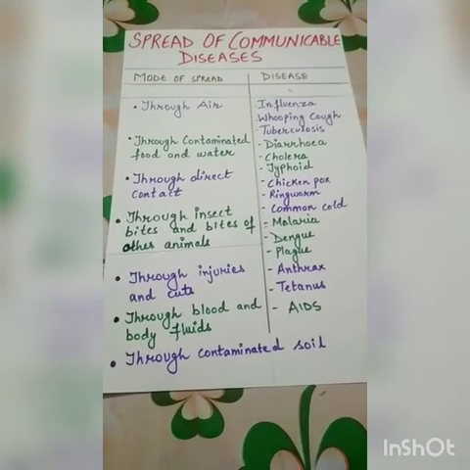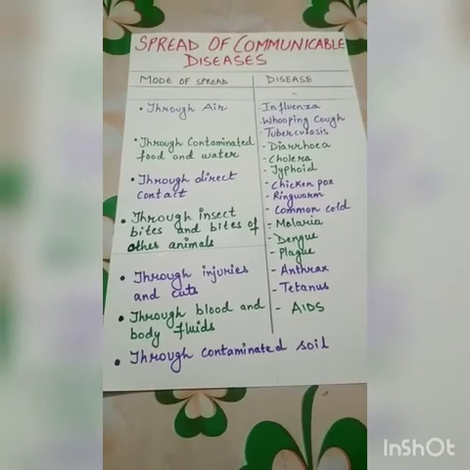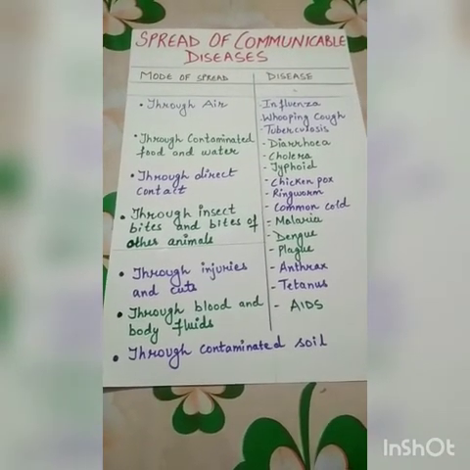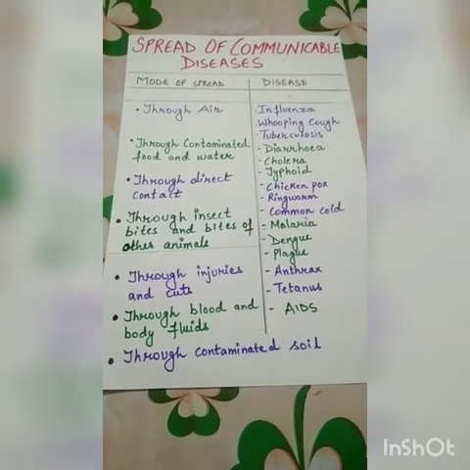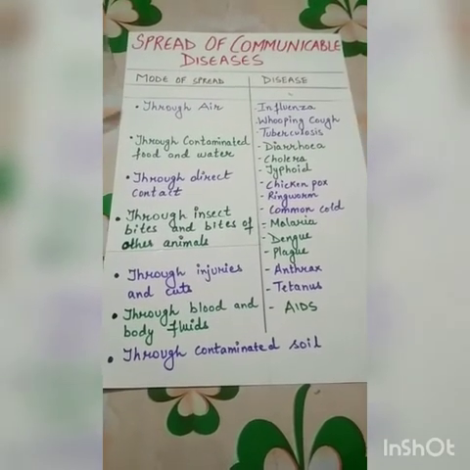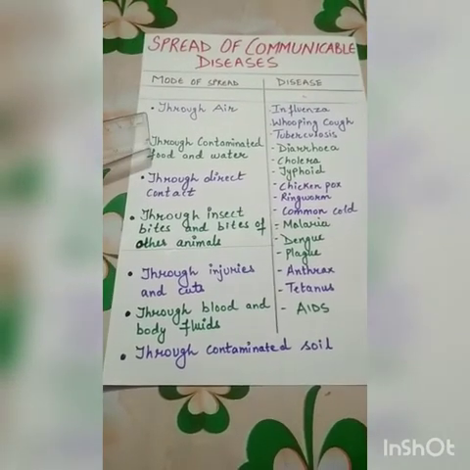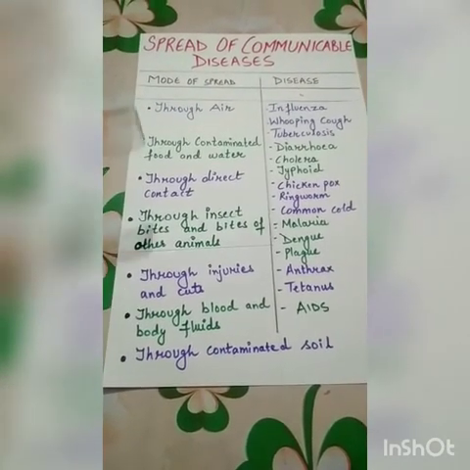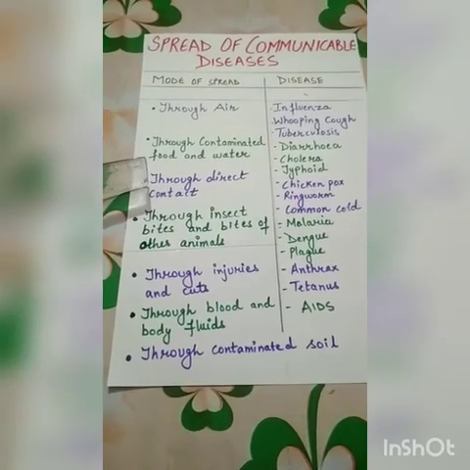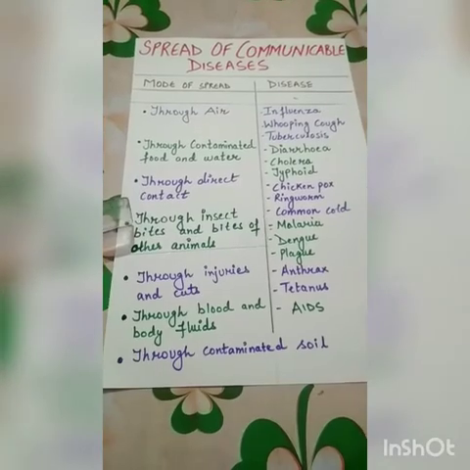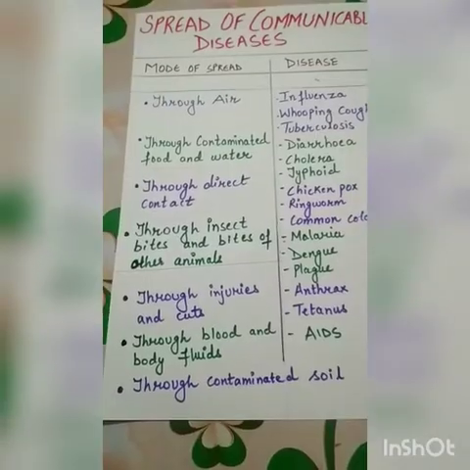So, up till now, we have learned about the mode of spread of some diseases. What modes of spread of diseases have we discussed? We have discussed that some diseases spread through air, some through contaminated food and water, some through direct contact with the infected person, and some through insect bites and bites of other animals.